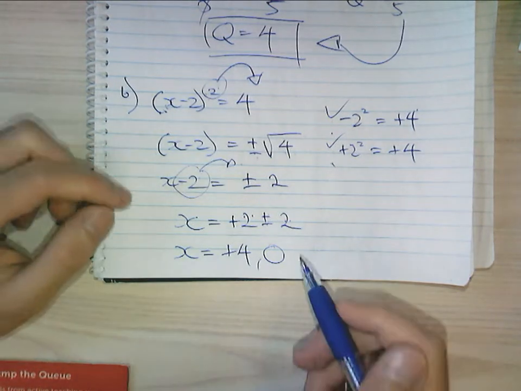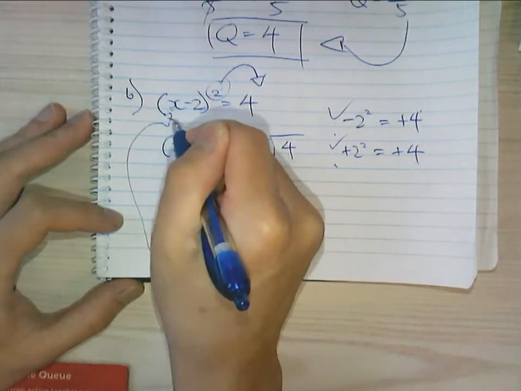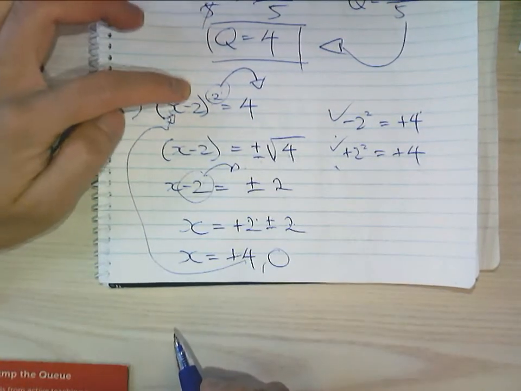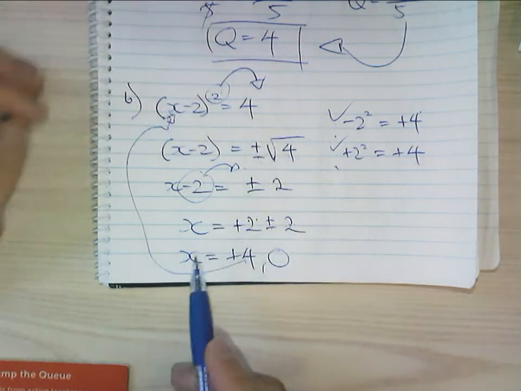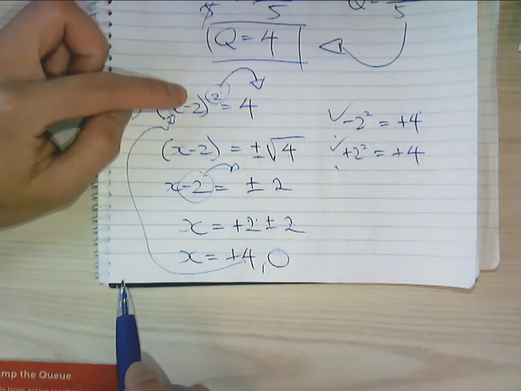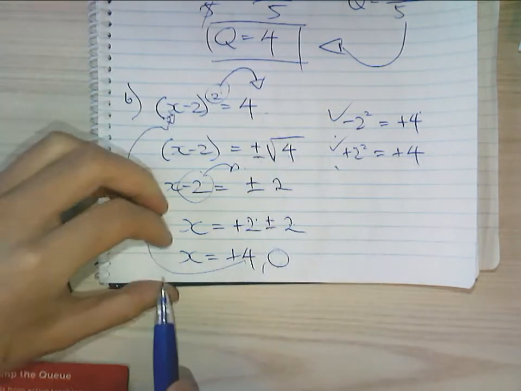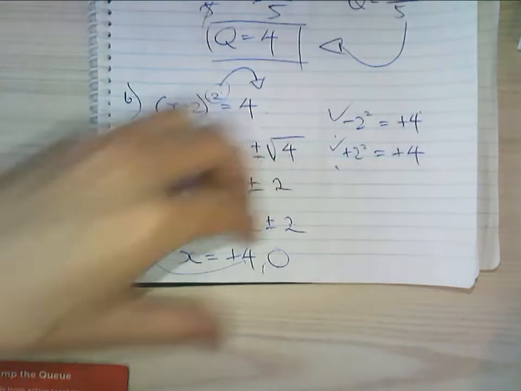And you can easily validate this answer as well. You can put 4 all the way back up here as your x. 4 minus 2 is 2, 2 squared is 4. Or you can put 0 all the way back into x here. 0 minus 2 is -2, -2 squared is 4. So you can see two answers are happening there. Okay, let's do another problem.